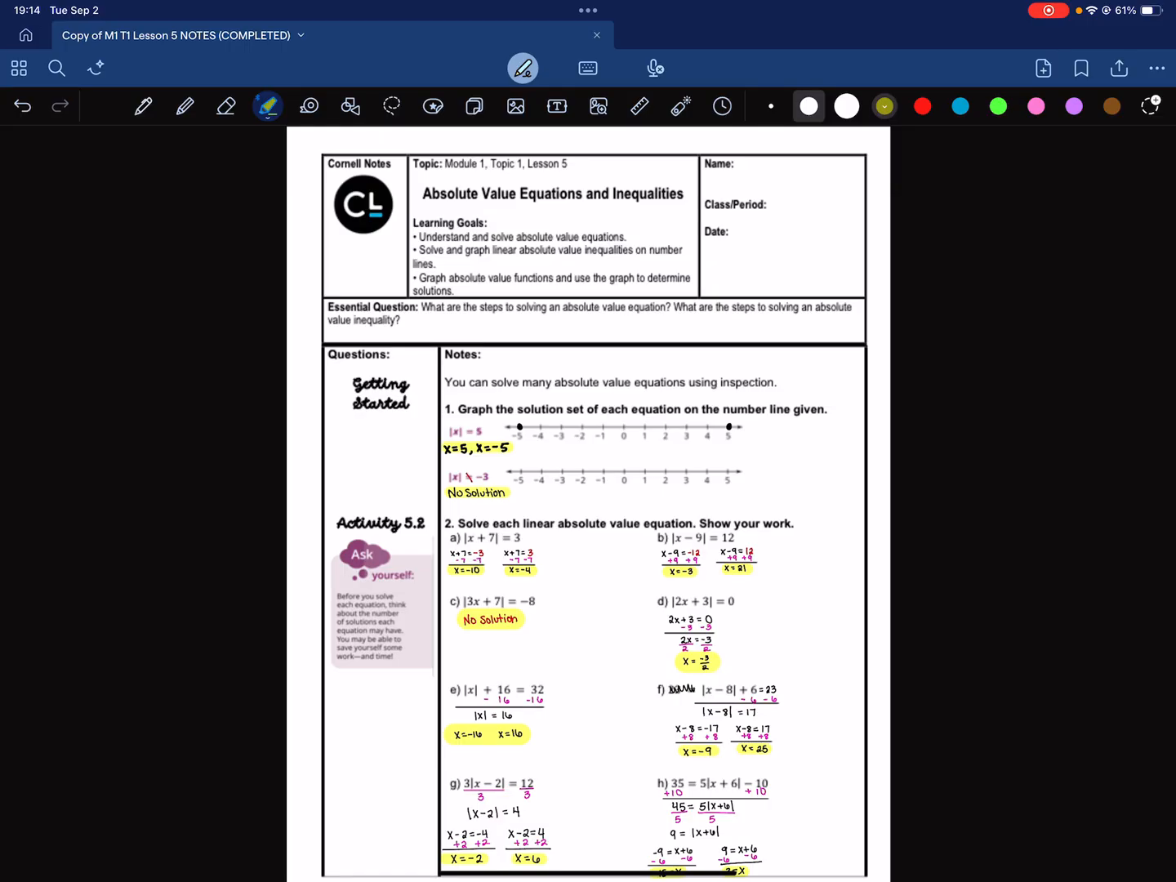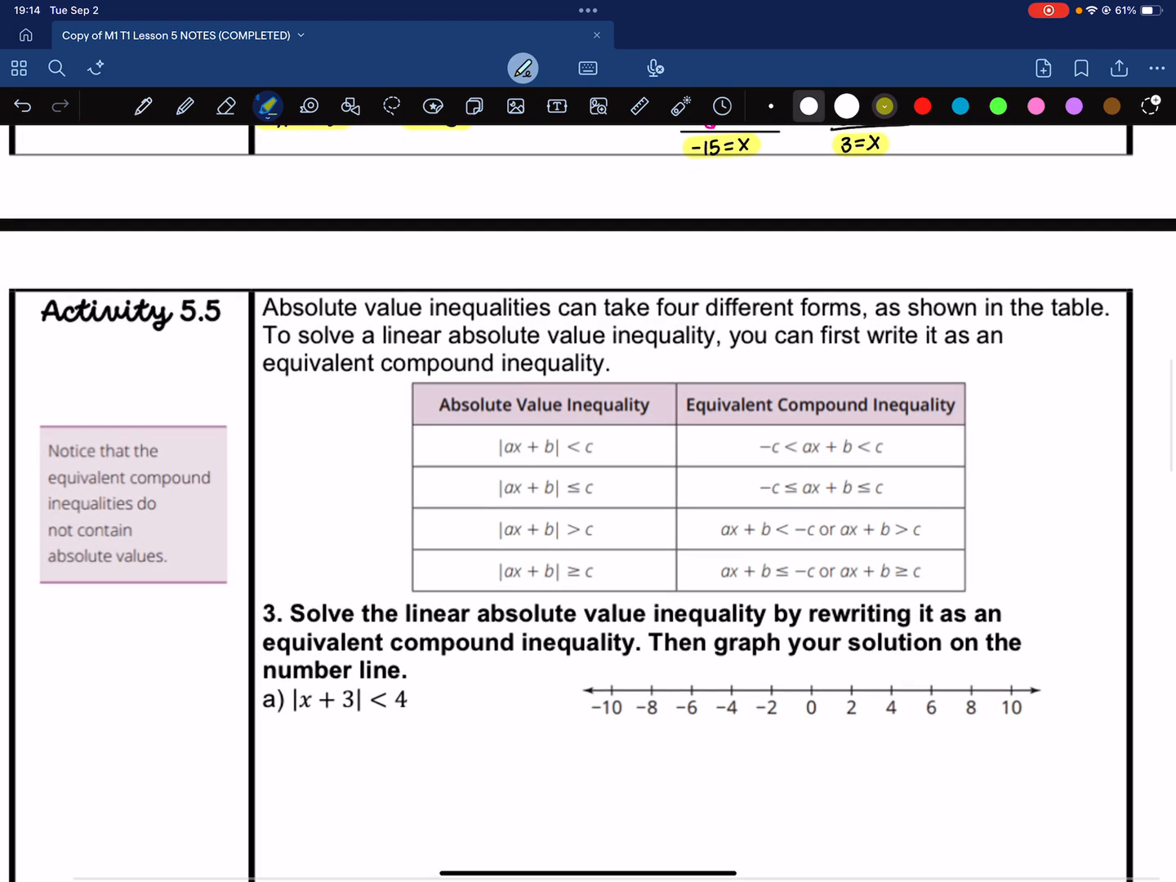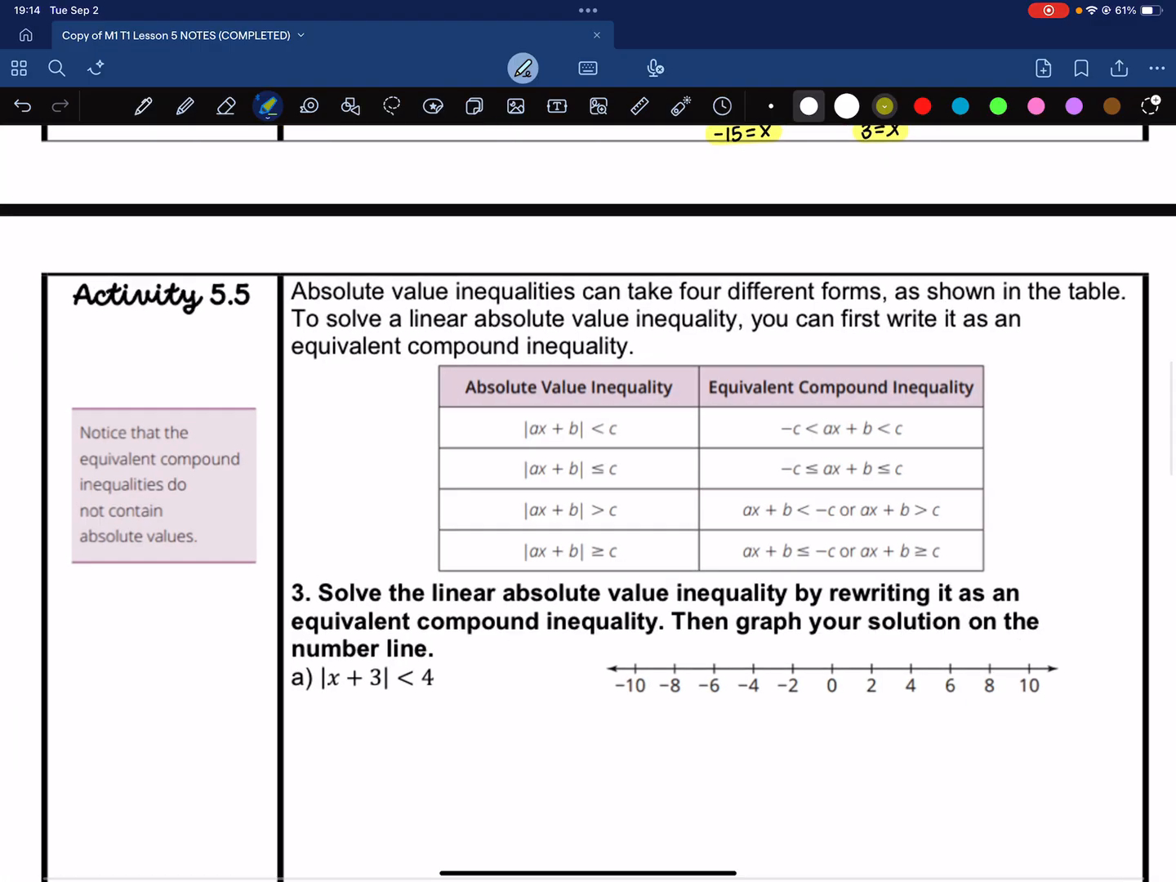So part 1 is over equations, and if you need to go back and watch that, go back and watch that. This one is specifically going to talk about absolute value inequalities. Absolute value inequalities can take 4 different forms as shown in the table. To solve a linear absolute value inequality, you can first write it as an equivalent compound inequality.